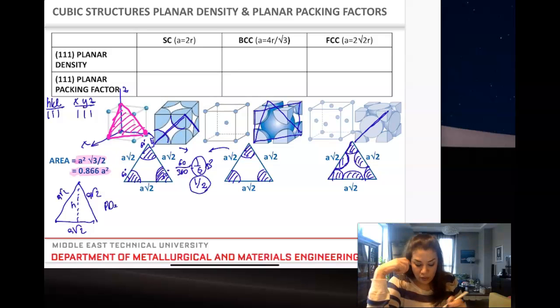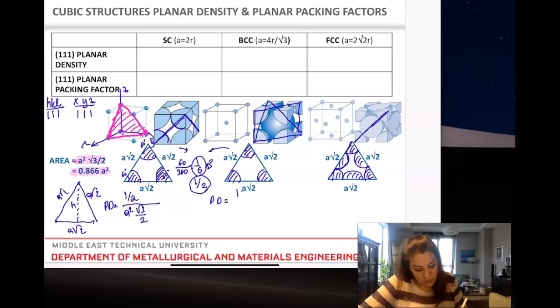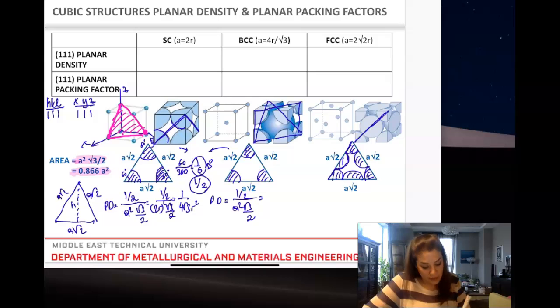So planar density for both will be half an atom over the area, being a square root of 3 over 2, 1 over half an atom, a squared, square root of 3 over 2, but a being equal to 2r for simple cube, making up 1 over 2, 2r squared, square root of 3 over 2, and that gives me 1 over 4 square root of 3 r squared. And in the case of BCC, 1 over 2, 4r over square root of 3 squared, square root of 3 over 2, and this gives me 3 over 16 r squared.